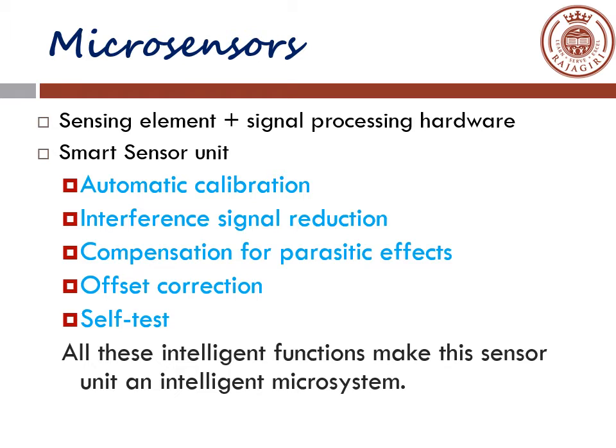It should be able to do automatic calibration. It should have independent signal reduction. It should have compensation for the parasitic effects inside it. It should have offset correction options, as well as be able to do self-testing. So all these 5 parameters will make an intelligent system. If the sensor has these 5 properties, you can say that system is an intelligent microsystem.